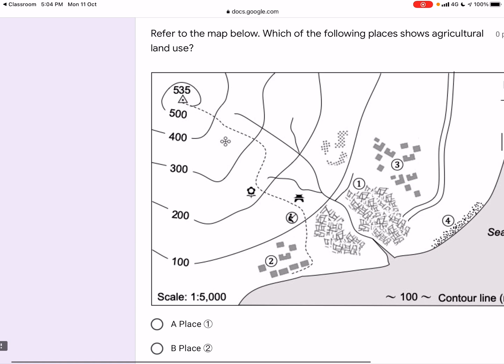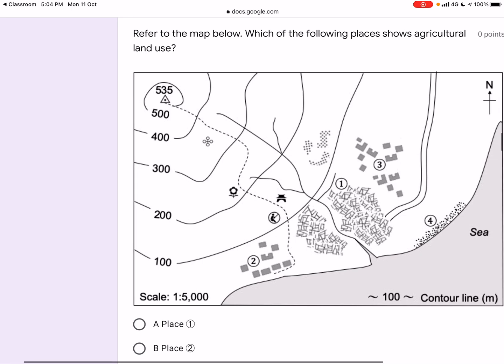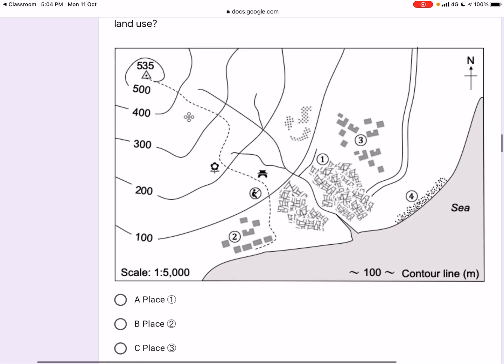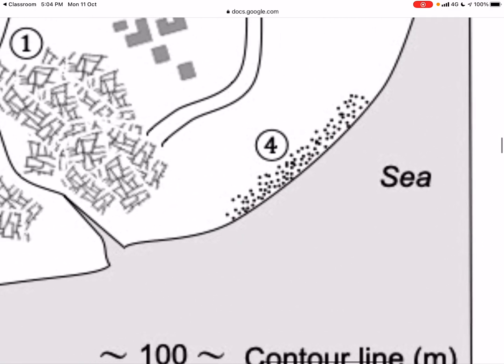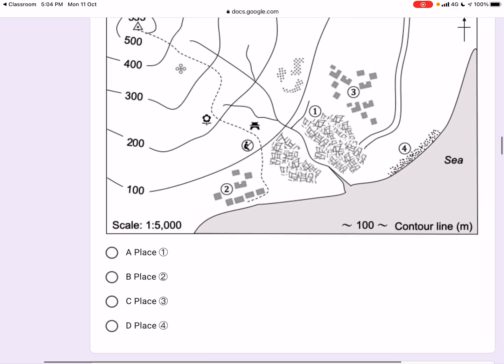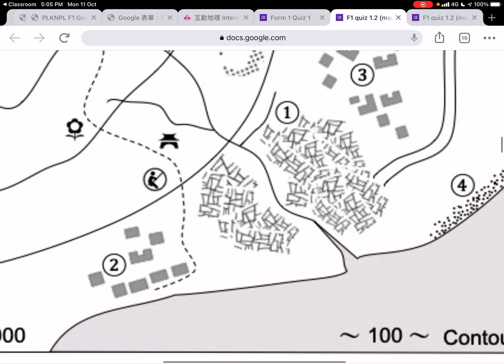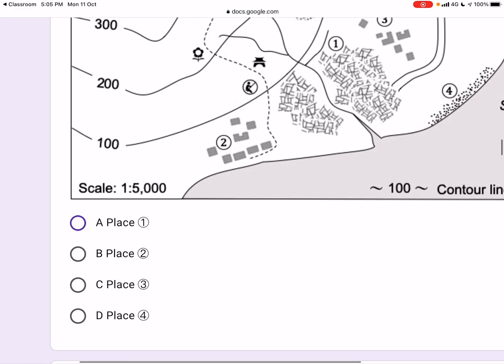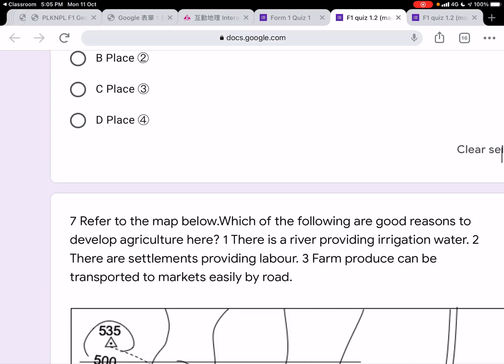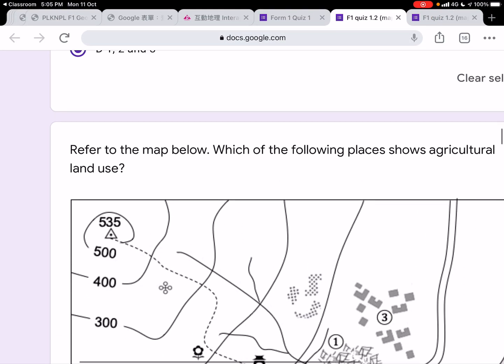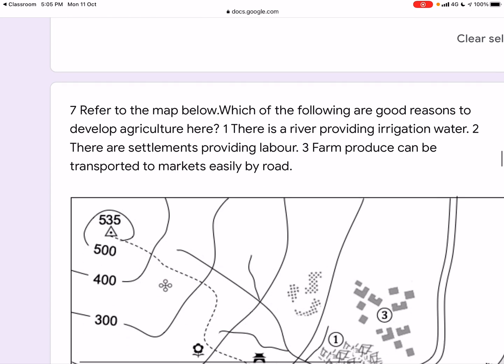So dog, okay, it should be dog. Which of the following shows the agricultural land use? Number 1, number 2, 3, and number 4. Number 4, definitely, it is a which, okay, so number 4 is not the case. Number 3, you can see a lot of buildings, so it's not the case. Number 2 as well, okay. So accordingly, number 1 is the answer for the agricultural land use, which is called the farming land use, okay.